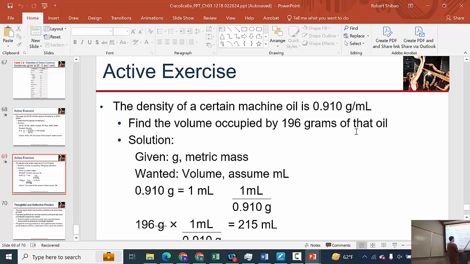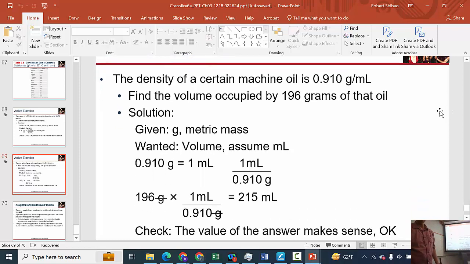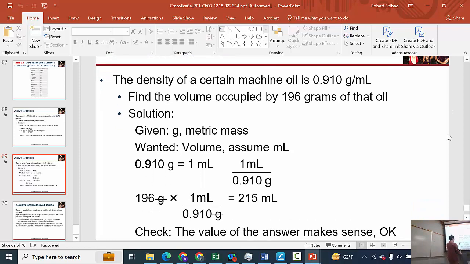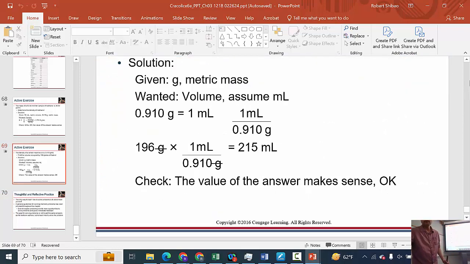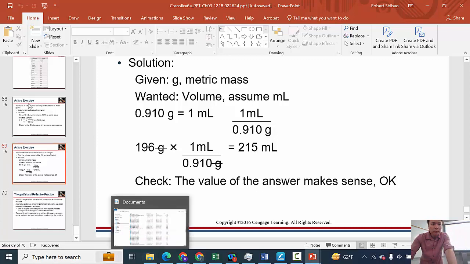Find the volume occupied by 196 grams. We start off with 196 grams because that's extensive, and the 0.910 is intensive. So we'll just do 196 grams of oil, 1 milliliter. This is exact. This is not exact. 0.910 grams. The grams cancel, that leaves us with milliliters. 215. So we got 3 sig figs, 3 sig figs, infinite sig figs. We're going to have 3 sig figs in our answer. So this is just a basic, what we call one-step conversions.